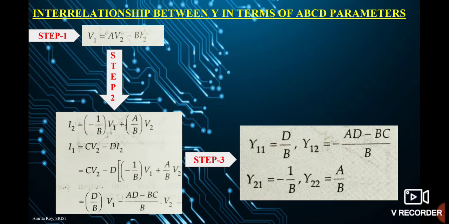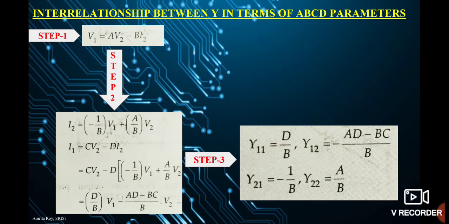Next is the interrelationship between Y in terms of ABCD parameters. So in the first step we are going to write down the equation as V1 equals A V2 minus B I2. In step 2 we will write I2 equals minus 1 by B into V1 plus A by B into V2, and we know that I1 equals C V2 minus D I2. So by substituting the value of I2 in I1 we will get C V2 minus D into minus 1 by B into V1 plus A by B into V2.